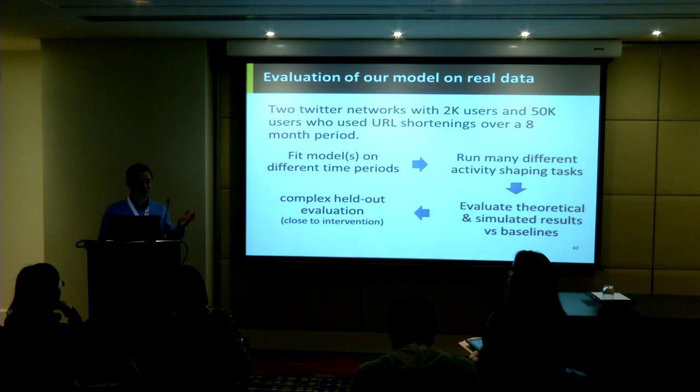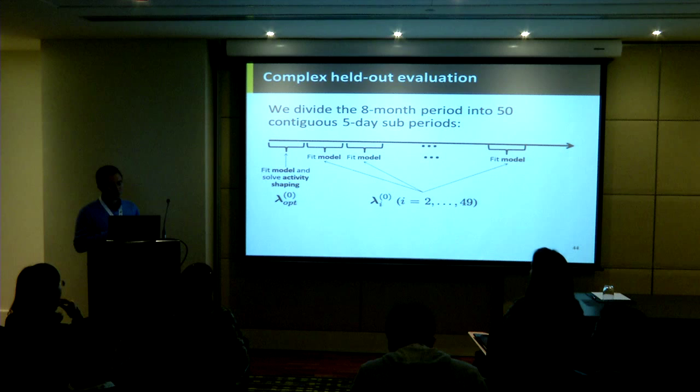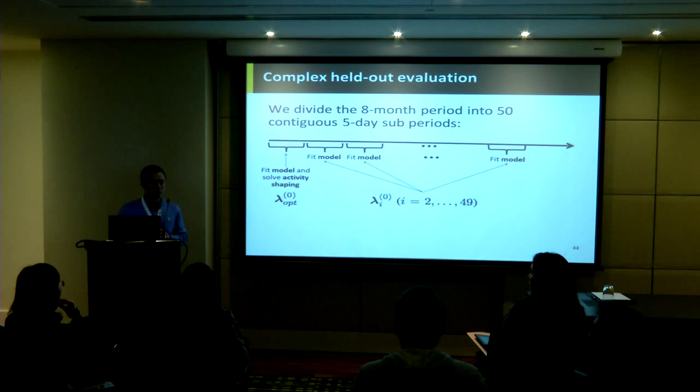Okay, so let me just talk a little bit about this held-out evaluation. We have already crawled 8 months of data, right? So we are going to basically divide this data into 50 different epochs, and each one consists of data for 5 days. We are going to fit this Hawkes process model to each one of these epochs. So we get 50 different models. Each model has its own lambda zero, and then its corresponding expected overall activity. Okay. So we are going to take one of these epochs and run the activity shaping.